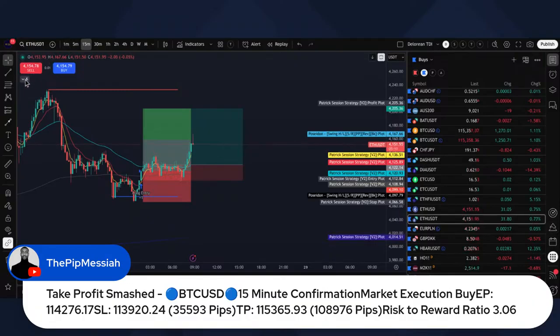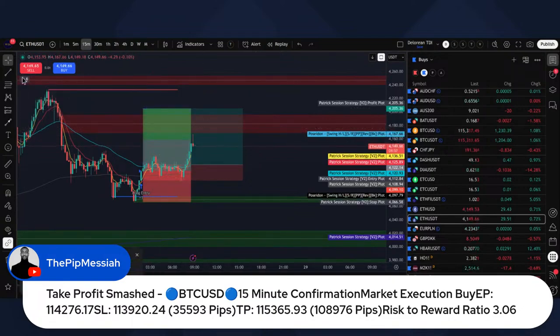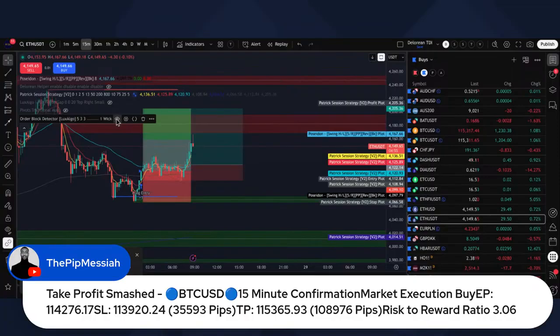So we have any order blocks in play here. And yes, there's a sell order block above current price. So it has to break through that to hit take profit. So we might not get Ethereum today.